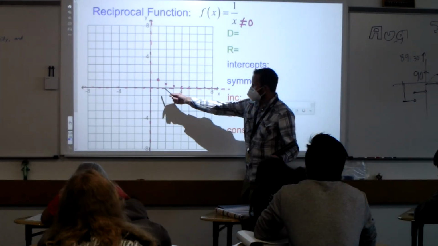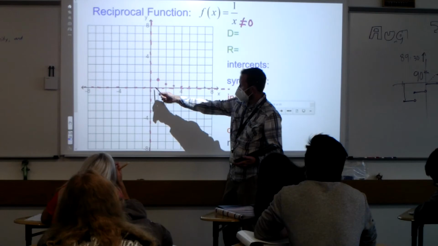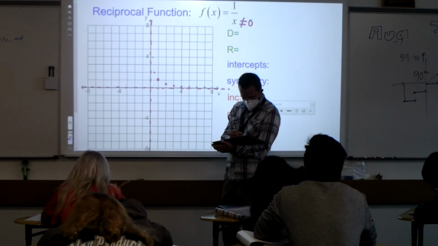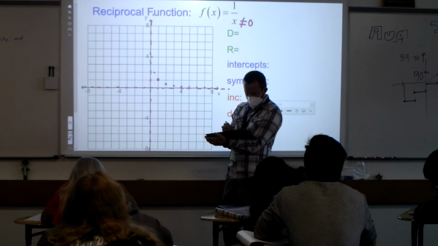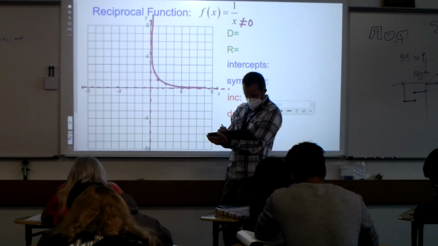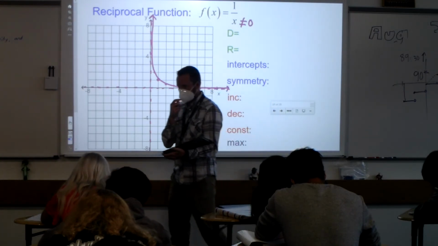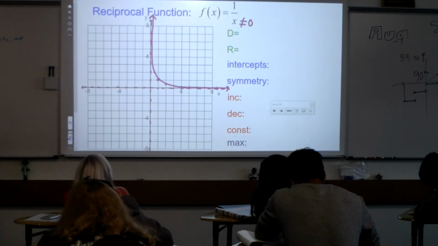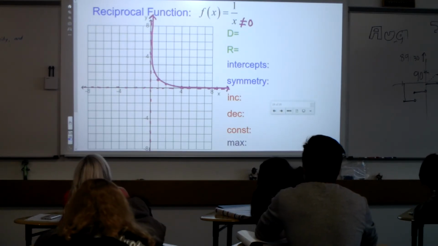Now, right here, what's the reciprocal of 1/2? 2. What's the reciprocal of 1/4? And so on and so on. So what we get is this shape right here. Now that's only for the positive side. Does that make sense why it looks like that? Good. Now what we're going to do is go to the negative.